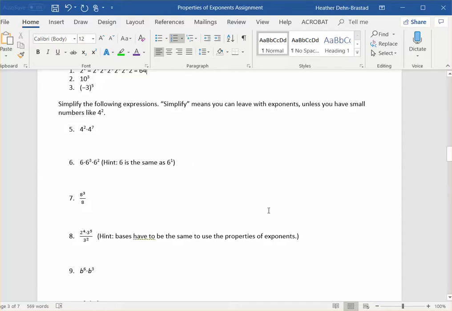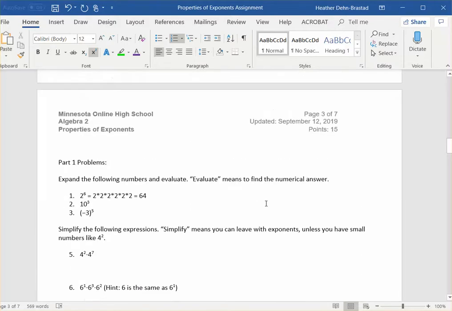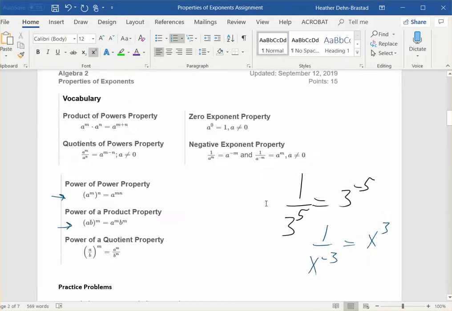Now it says hint, 6 is the same as 6 to the 1. If you might forget that, you can add an exponent on there so you don't forget. So we can look back at page 1 and find which one talks about when you have the same base and you are multiplying them, what do you do to the exponents? It says that you can add the exponents.